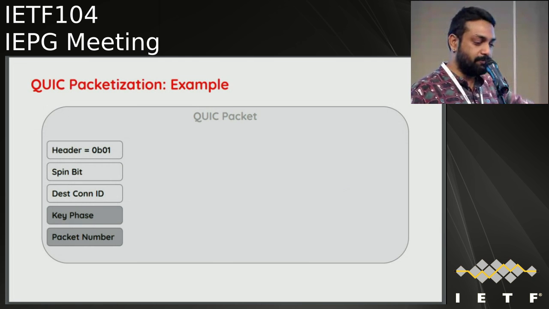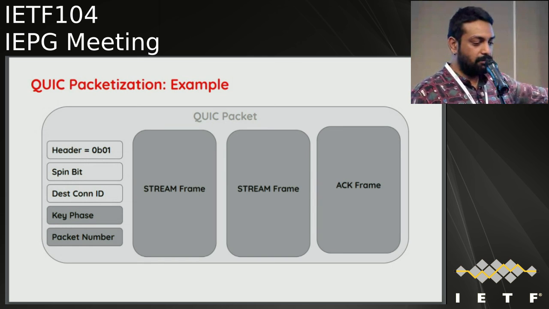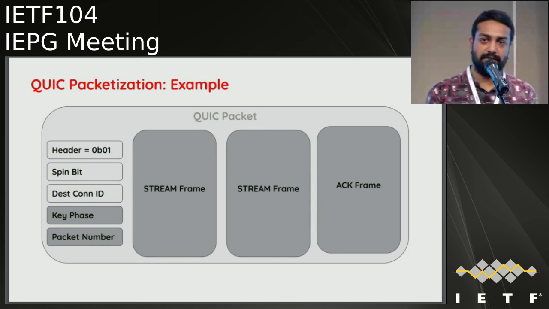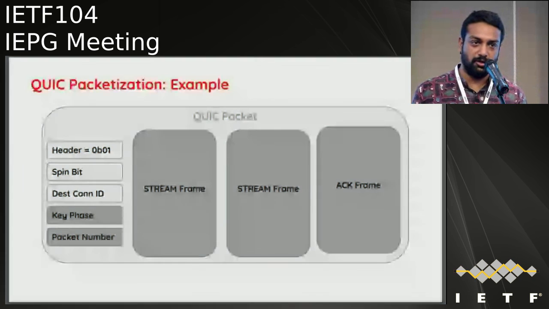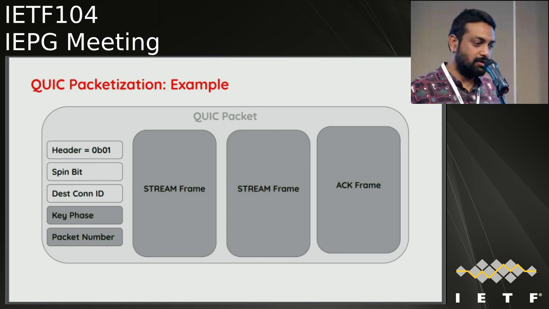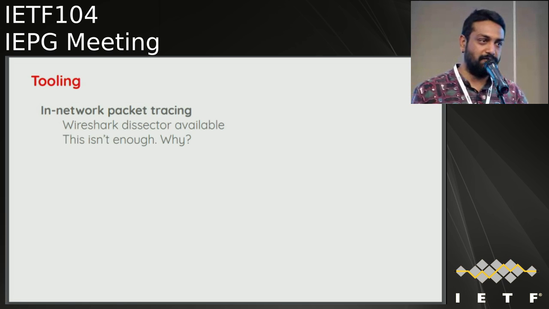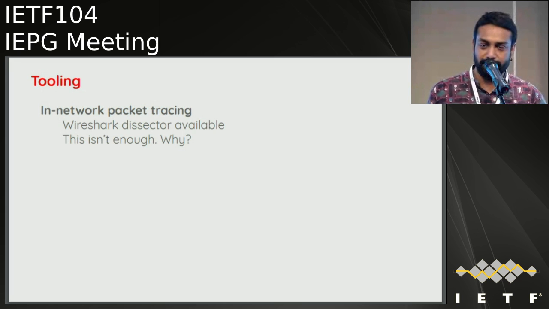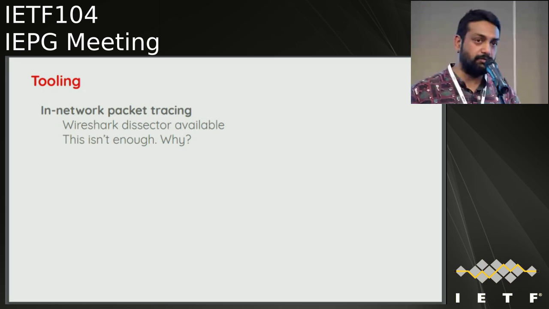There's the packet header. The grayed out bits are ones that are encrypted. So the packet number is in fact encrypted. You can't see the sequence number on the wire anymore. And pretty much everything else inside the packet, which is the stream data and the acknowledgement information, is all encrypted. So clearly, Wireshark is not going to be enough because it really can't see very much without having an endpoint key. You're not going to be able to get a lot of information.